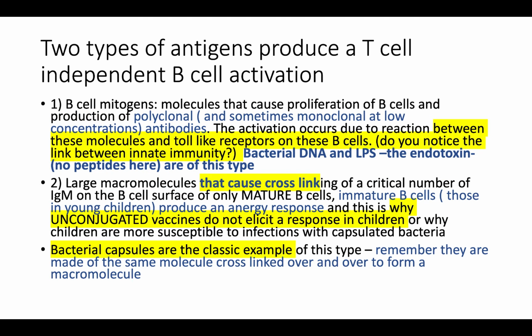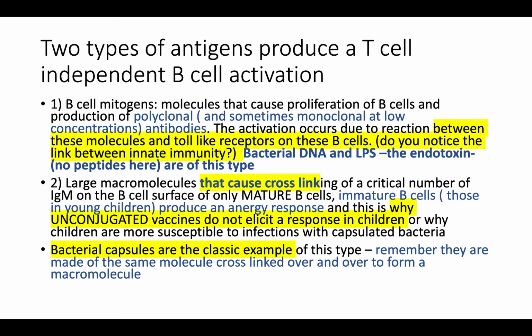So two types of antigens produce a T cell independent response. Usually the B cell mitogens, these are molecules that cause proliferation of B cells. It will produce obviously polyclonal responses, sometimes at low molecular concentration. Usually mostly polyclonal. What does polyclonal mean? It means I have different clones of the antibody. So all the antibodies react to the same antigen, but each one has a different shape, not 100% identical like monoclonal. So these are polyclonal. They will produce a varying response. It still produces a response, but from strong to weak and so on.